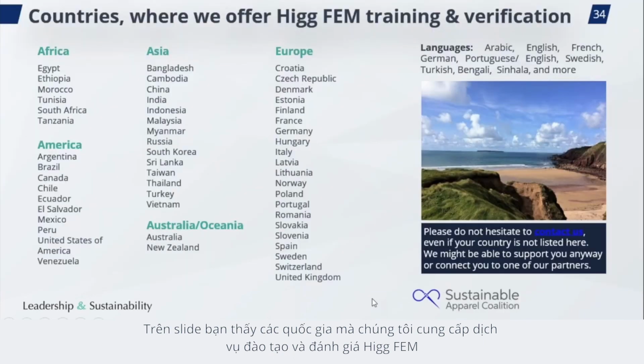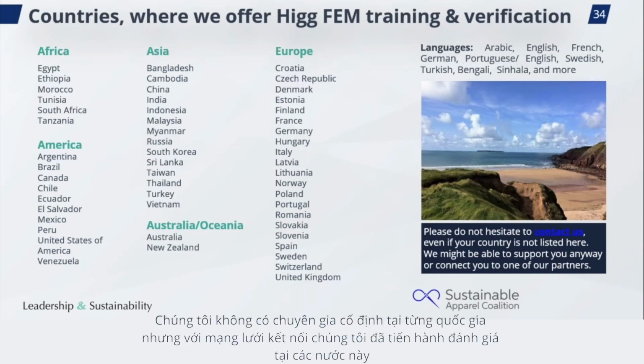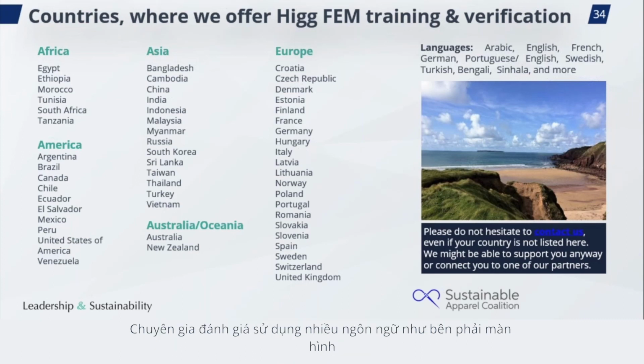So here you can see where we have training and verification. We do not have local people everywhere in all those countries, obviously. But as far as possible, we are able to conduct verifications and have conducted verifications in many of those countries. We have several languages among our verifiers. So you can see the list here to the right. And so we would be happy to support you with a verification.